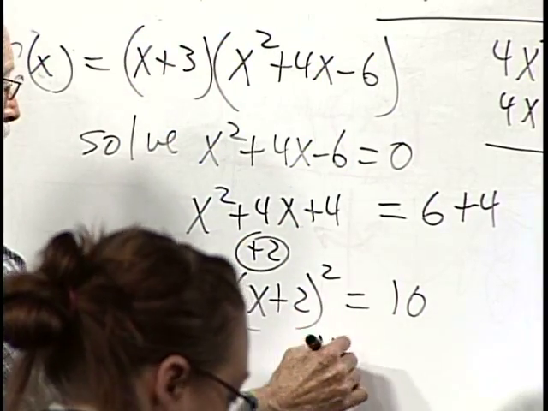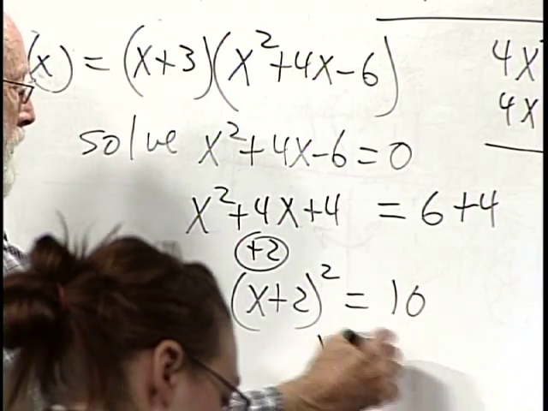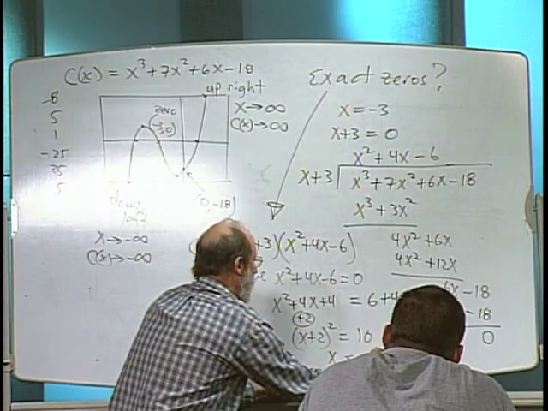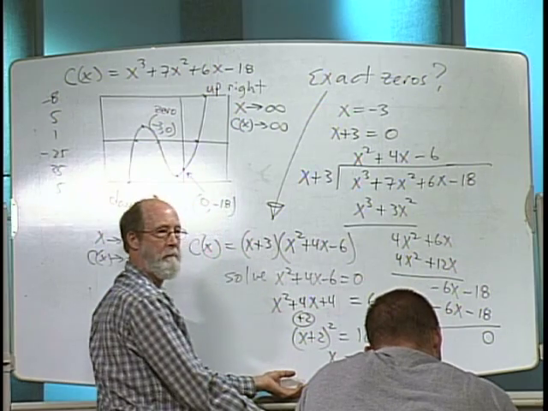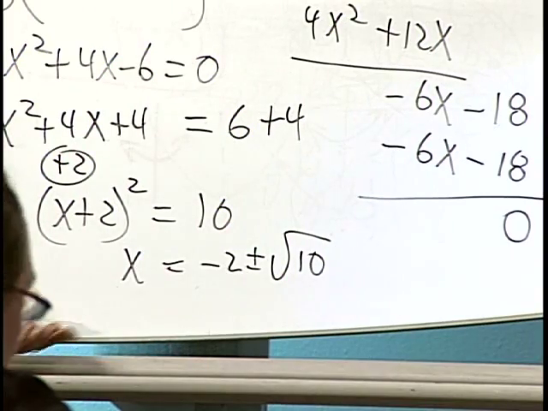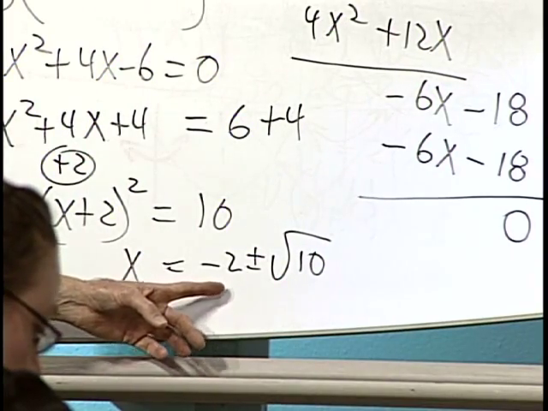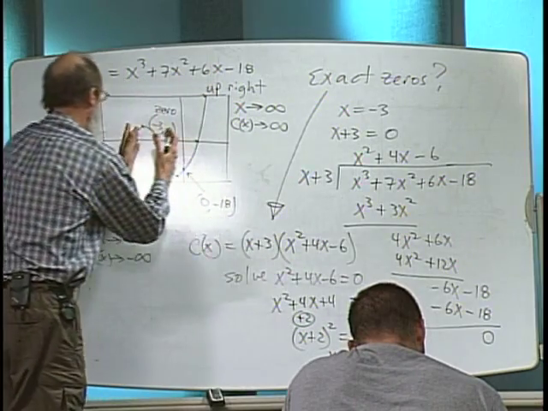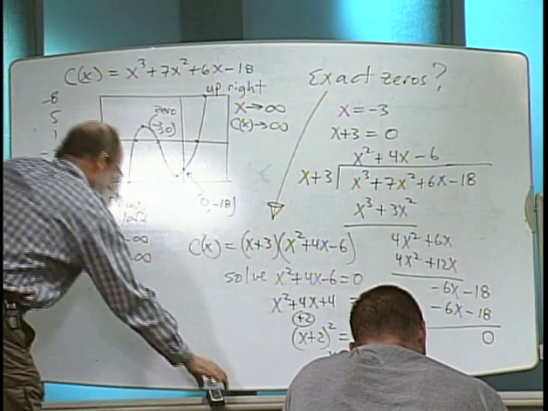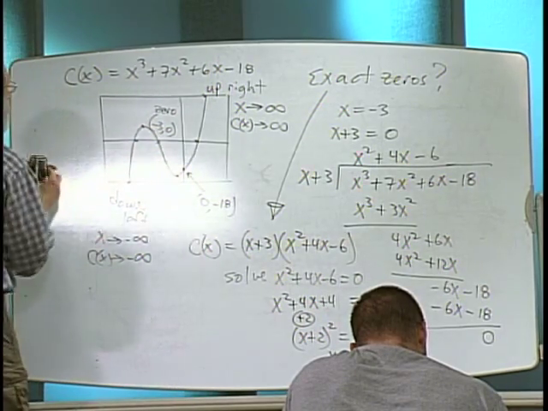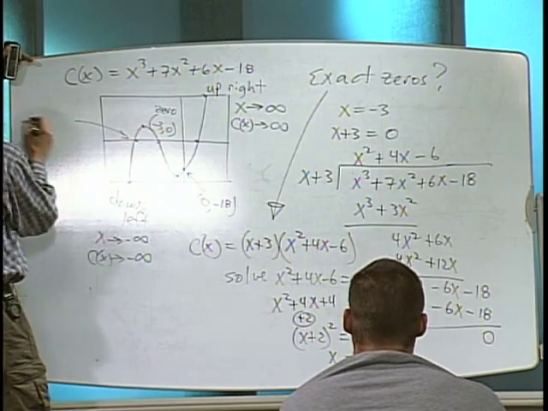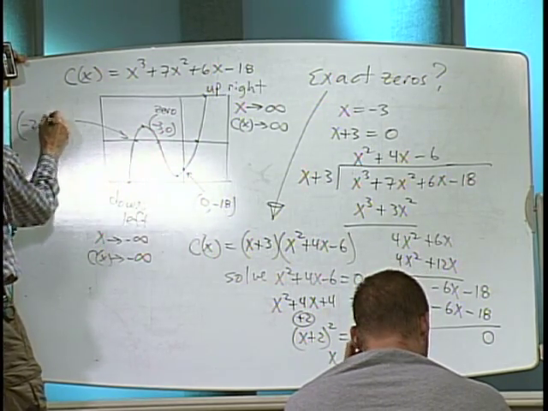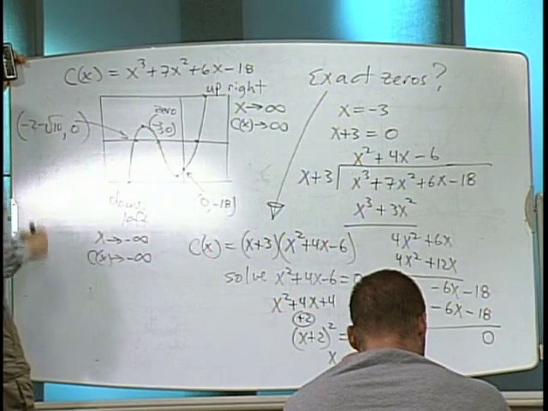And finally, x is equal to, take the square root of both sides and move the 2 over, and you get -2 plus or minus square root of 10, for the exact zeros. Back up to the graph. We can then label our graph with its zeros exactly. -2 minus square root of 10, comma 0.